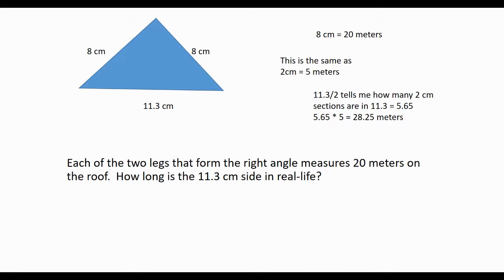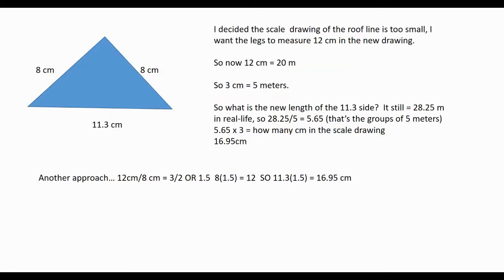After I've done that, I need to multiply each of those centimeter chunks by the 5 meters that they represent. So that means that in real life, this 11 and 3/10 centimeter side is 28.25. That's an example. You guys could have set up a proportion to do that. It could have been that 8 centimeters over 20 meters equals 11 and 3/10 centimeters over x, and you could have solved it. There's lots of different ways to do it. This is just the way I chose to.